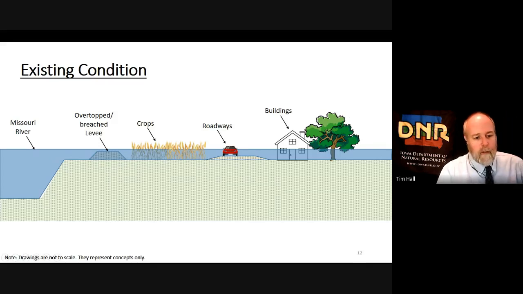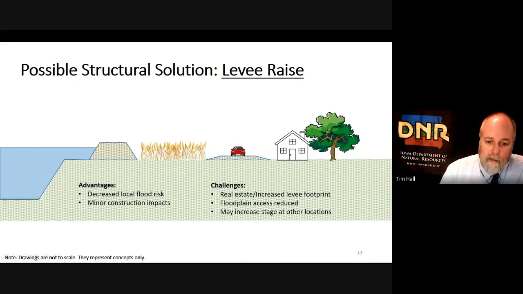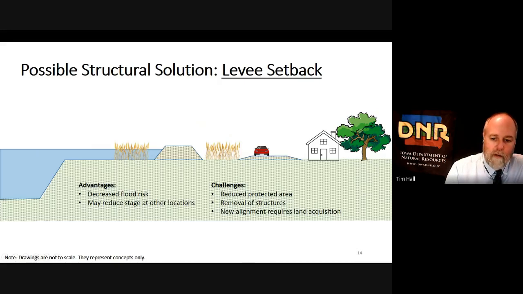So what would be some conceptual solutions? Well, we can raise the levee. This would reduce the flood risk locally. One of the things we want to keep in mind is that anytime there's an advantage to someone along the river, there may also be a disadvantage or a challenge to someone else. So we can raise the levee, we can protect the ground behind the levee, but that might increase the flow stage at other places. It also might reduce the access to the floodplain. So capturing both the plus and the minus side will help us evaluate the benefits and usefulness of solutions we come up with. We could set the levee back, again, similar advantages, similar challenges.